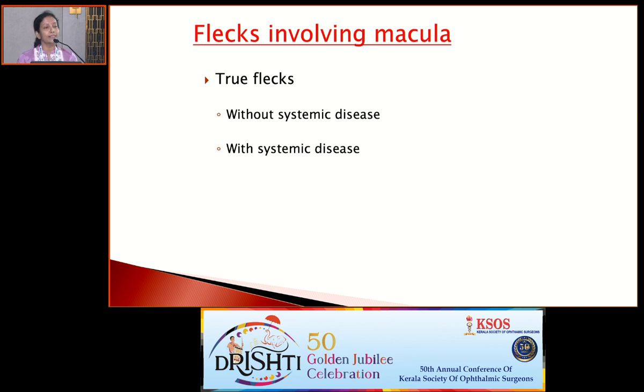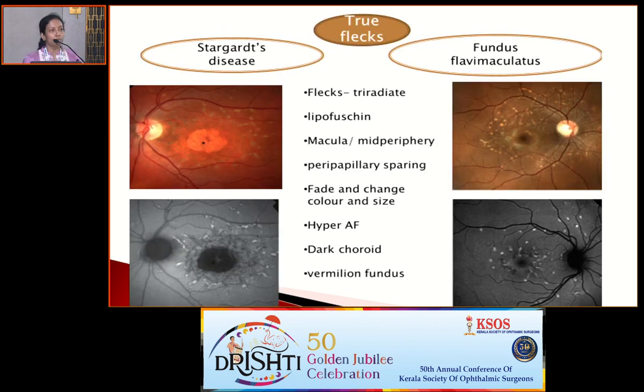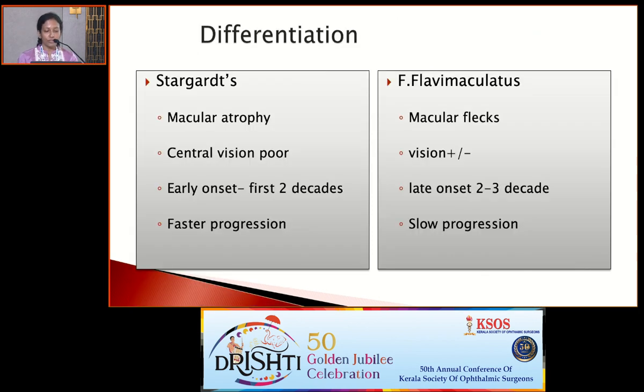Now we come to the flecks involving the macula. These are actually the true flecks. It mainly falls into 2 main categories. One is Stargardt's disease and the other is fundus flavimaculatus. They have a few common features. That is, these flecks are triradiate and they will be intensely hyperautofluorescent, and patients may have a dark choroid on fluorescein angiography. So how do you differentiate?